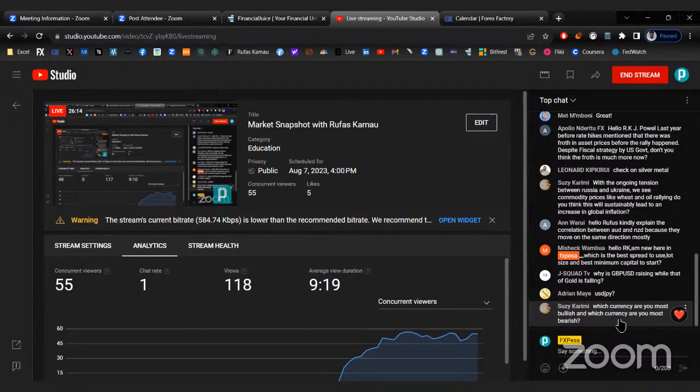Which currency are you most bullish on and which currency are you most bearish on? Currently, the Japanese yen. I expect the currency to continue weakening. And of course, the pound, I just mentioned this. I expect interest rates in the UK to rise up to 6%, and that should be pretty much bullish for the UK pound.